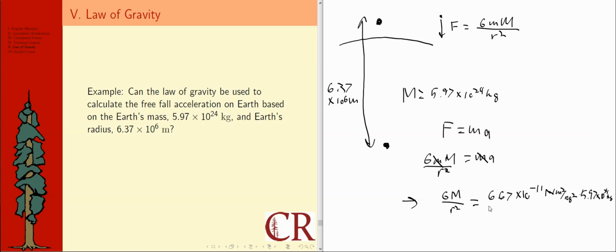I have to write small because I'm running out of space. And then we're going to divide that by 6.37 times 10 to the 6 meters. Don't forget to square that. I've seen a lot of people, including myself, so many times, forget to square in Newton's law of gravity. It is an inverse square law, so it's very important to remember to do that.